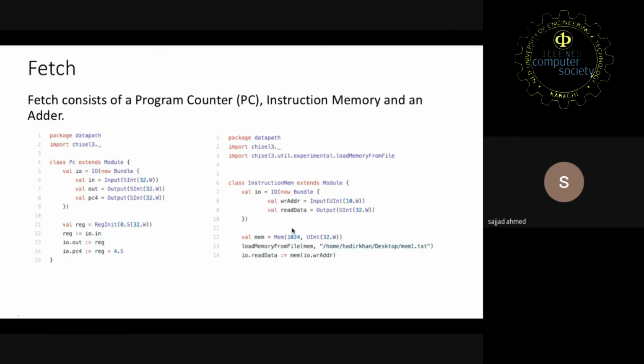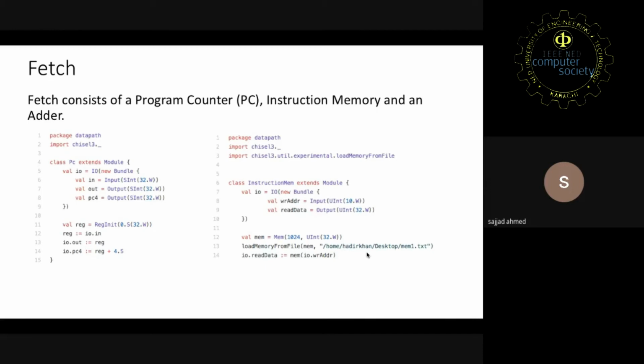Mem is basically at backend create synchronous write, asynchronous read memory, which means it will write data on clock cycle, and at the same cycle it gets address and output the data. Then for loading memory, there is an experimental function of Chisel library, load memory from file. Here we give memory which we created, and the address of our file, which contains hexadecimal format of instructions, RISC-V assembly instructions, and loaded into memory.